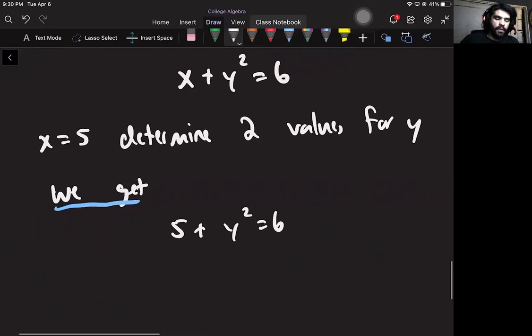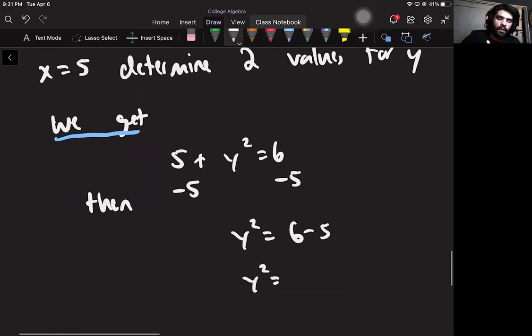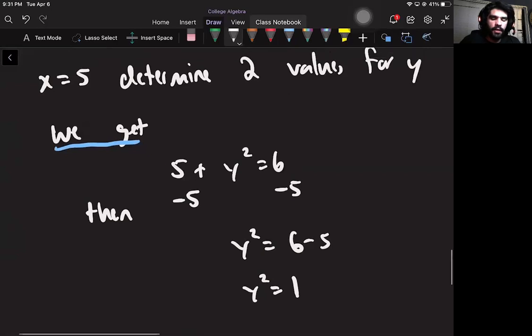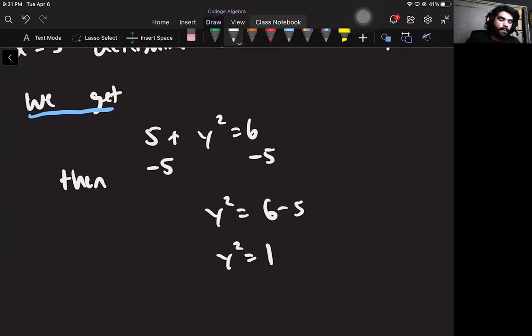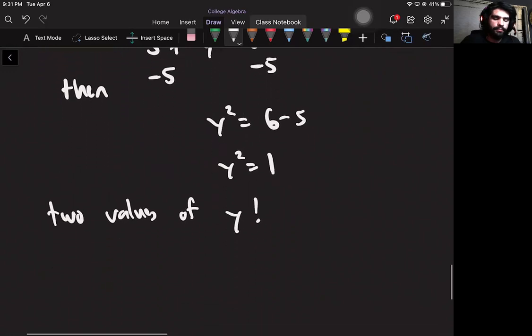Okay, so anyway, to solve for y, I just need to subtract 5 from both sides. And that'll get me 1 there. And now there's actually 2 values of y that solve this equation. And that is y equals 1 or y equals -1.